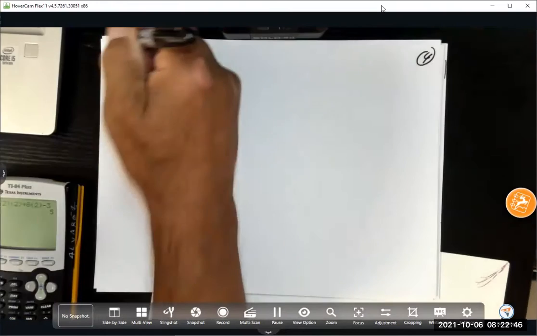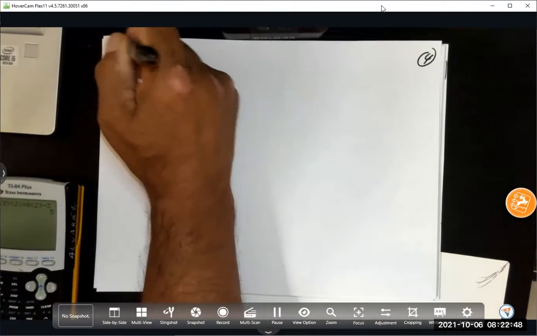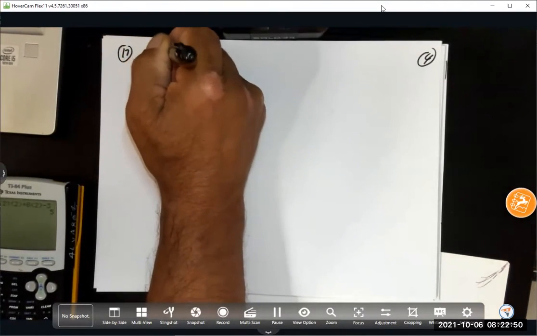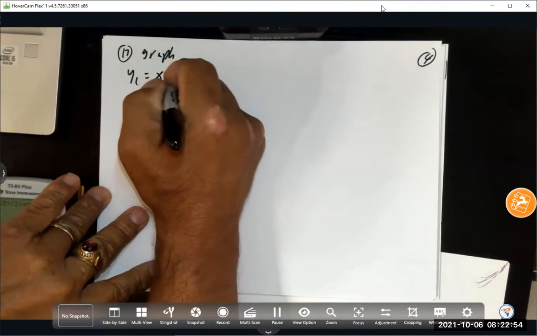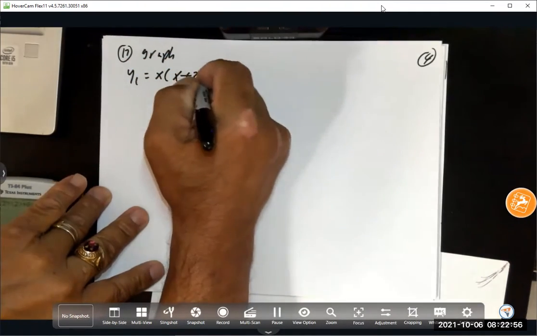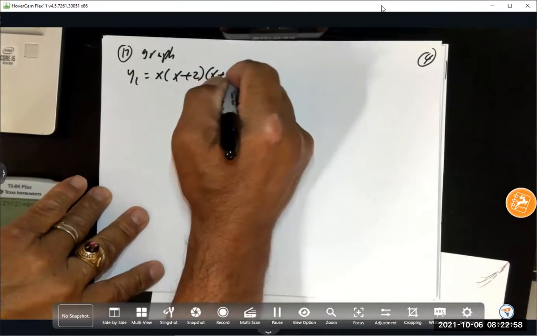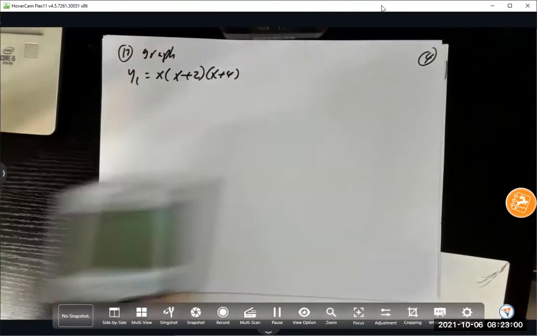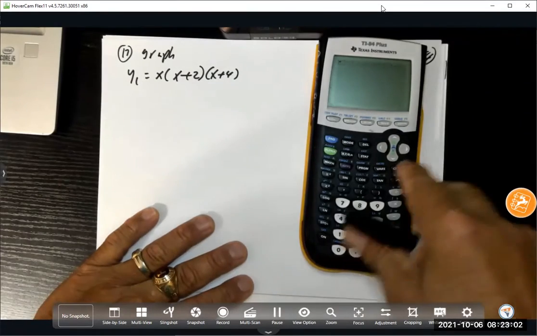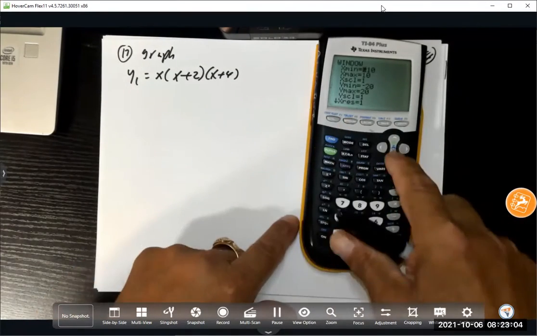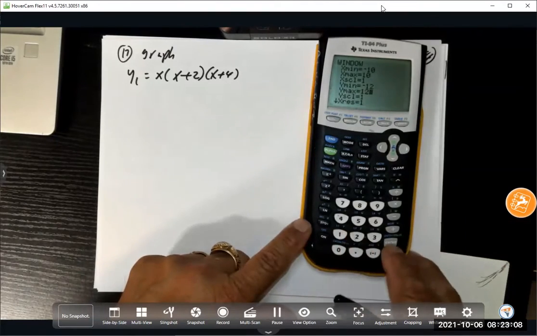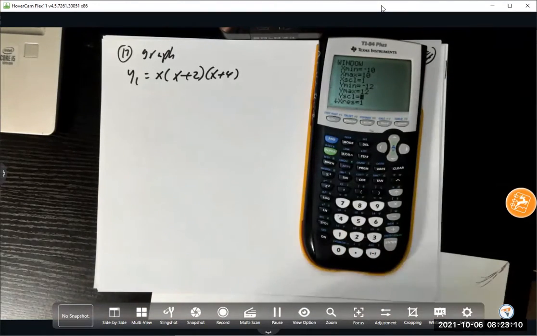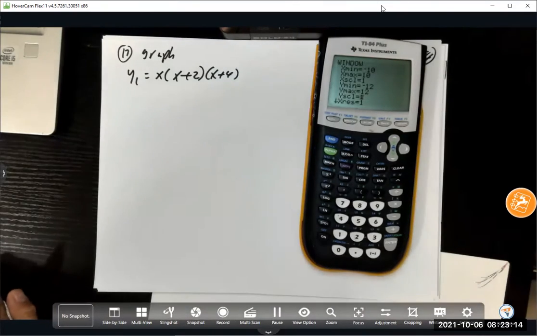It says graph, and this time y1 is x times x plus 2 times x plus 4. Before I do this, let me reset my machine. Hit Window, and go back to 12, 12, 10, 10. Just reset your machine like that. Everybody okay with that?